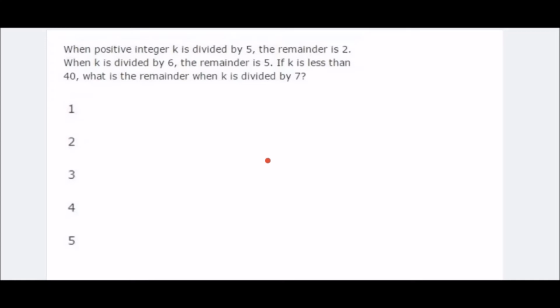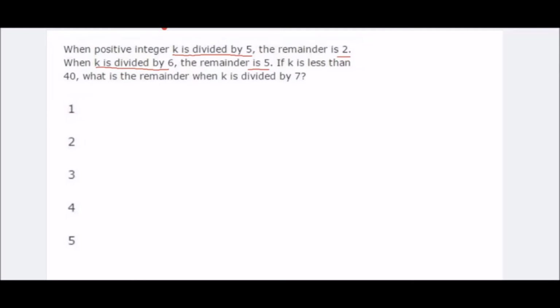So our next question is, when positive integer k is divided by 5, the remainder is 2. And next, when k is divided by 6, the remainder is 5. If k is less than 40, what is the remainder when k is divided by 7? So we have to see each condition. When k is divided by 5, the remainder is 2, right, and when k is divided by 6, the remainder is 5.